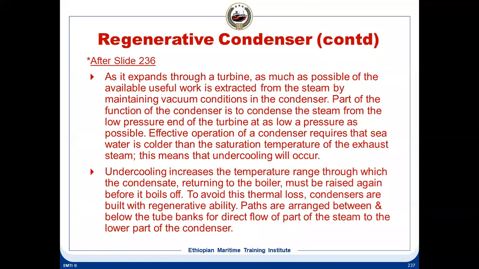The inlet side of the turbine is still in steam. And on the outlet side, if you have a vacuum condenser, that means that steam is getting sucked out of the turbine by the vacuum in the condenser. So the efficiency of the turbine increases a lot. A lot more work is being extracted from the same amount of steam, and as a result, the efficiency greatly increases. Part of the function of the condenser is to condense the steam from the low pressure end of the turbine to as low a pressure as possible.